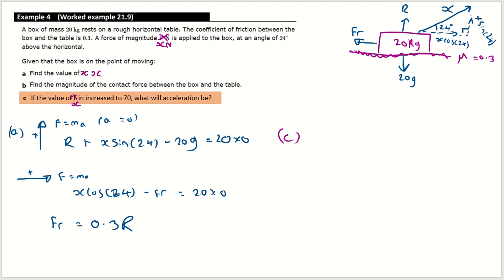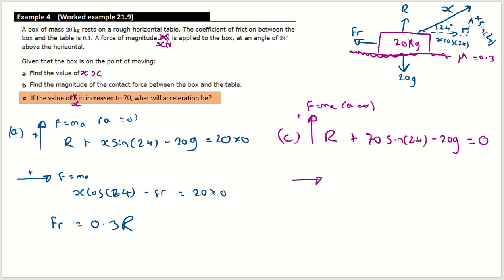So if we look at the vertical, the only thing that's really changed, we've got R plus, but it's just going to be 70 sine of 24 now, minus 20G. It's still in equilibrium vertically, that's not changed even though it's moving across the surface, so it's still equal to 0. This is for our vertical F equals MA, but with A as 0. Not changed other than the extra 70.